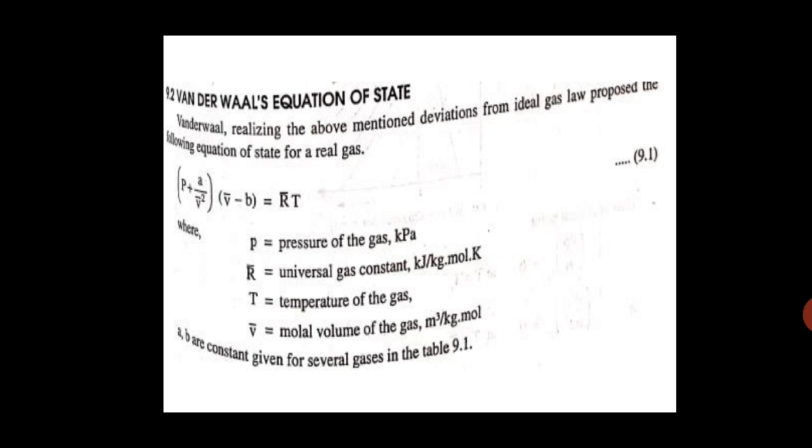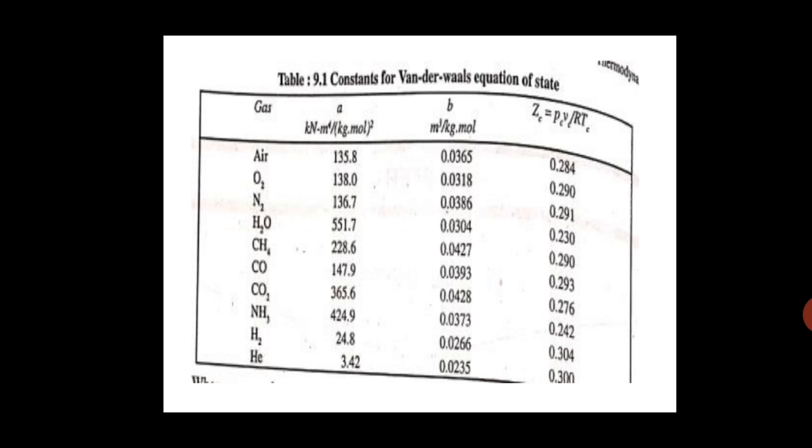Now we shall look at the constants a and b for different gases. You can see a and b given for different gases: air, oxygen, nitrogen, water vapor, methane, carbon monoxide, carbon dioxide, ammonia, hydrogen, helium. Let us take a for air, which is 135.8, and b is 0.0365.